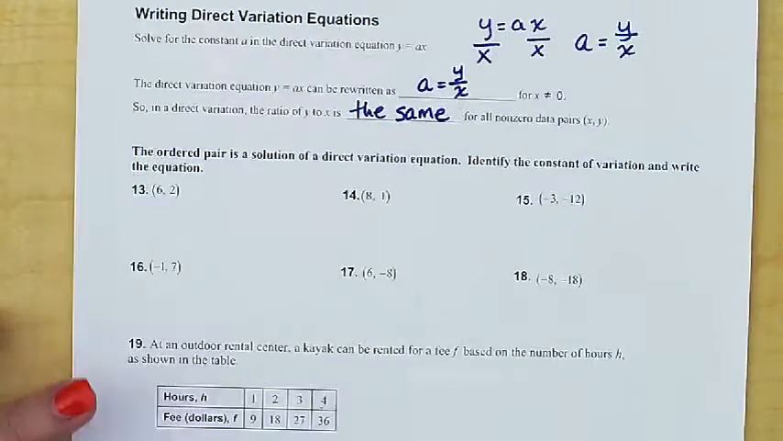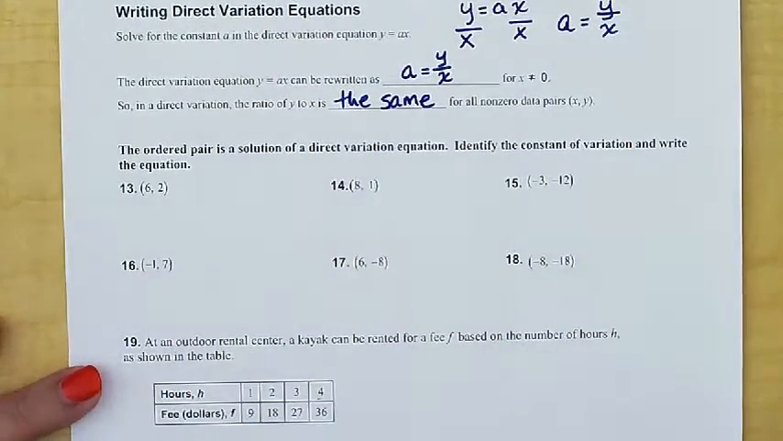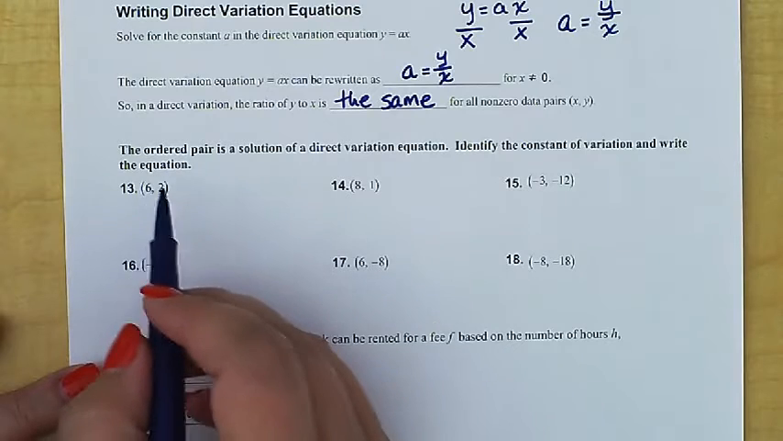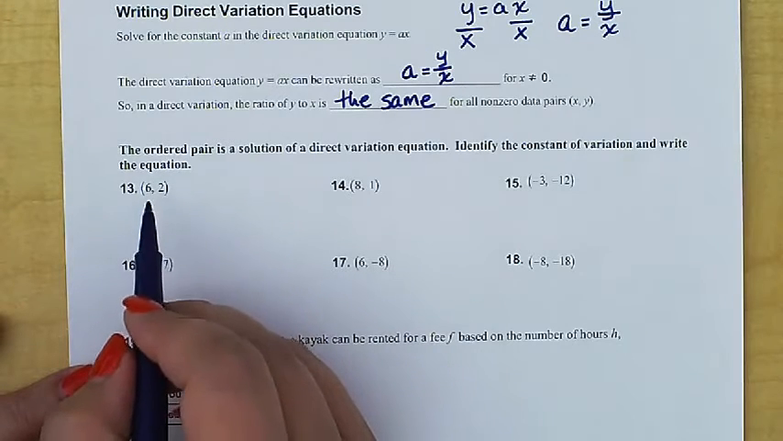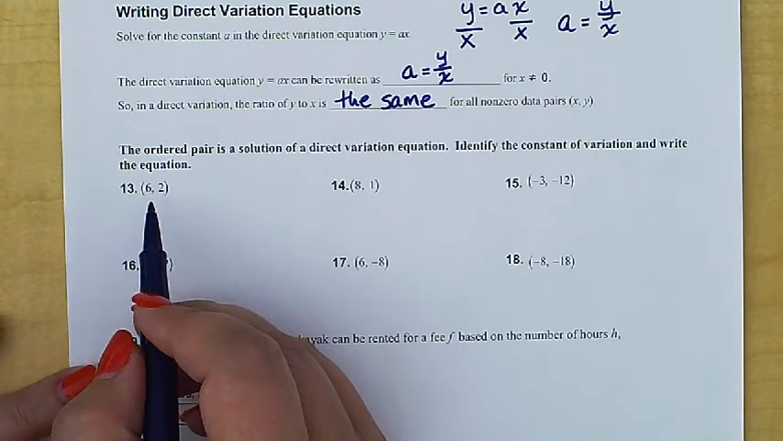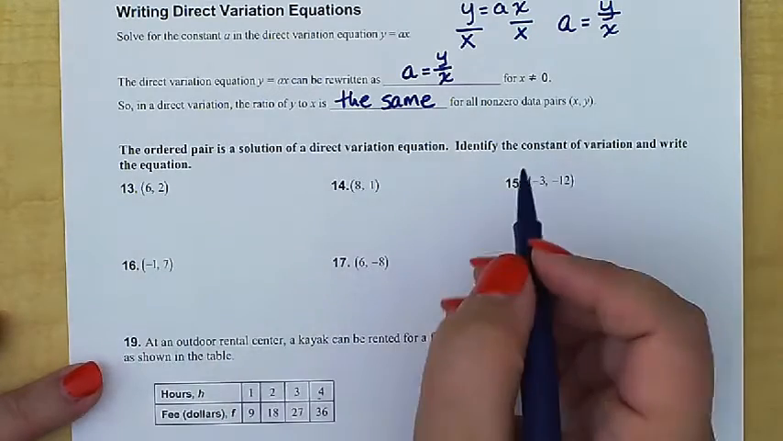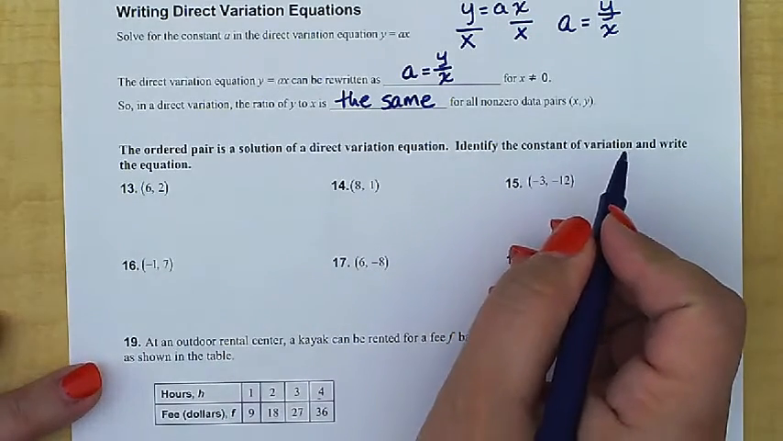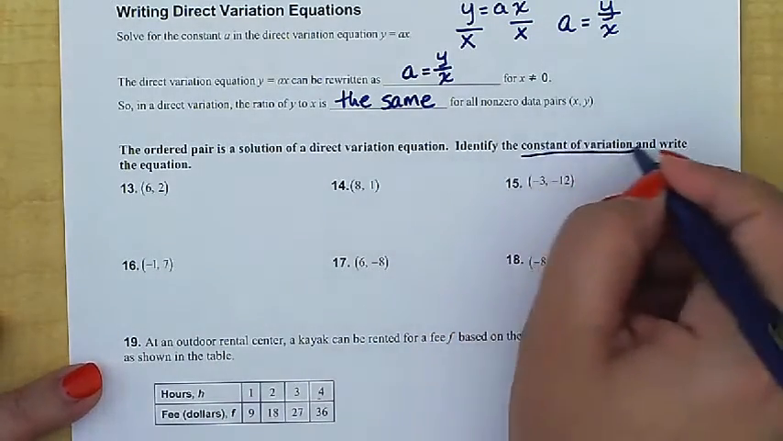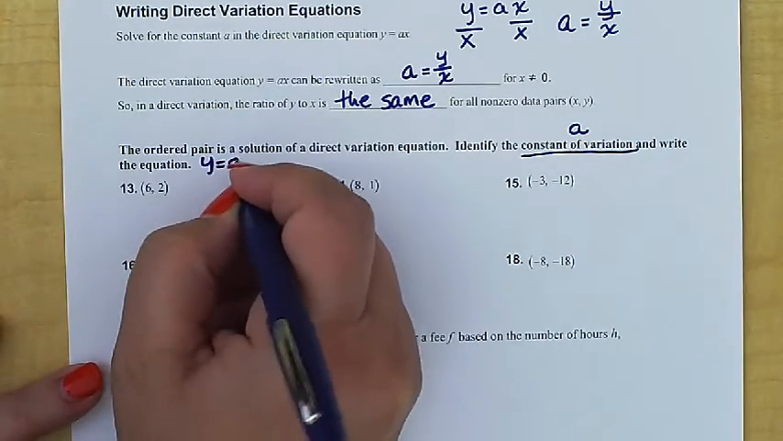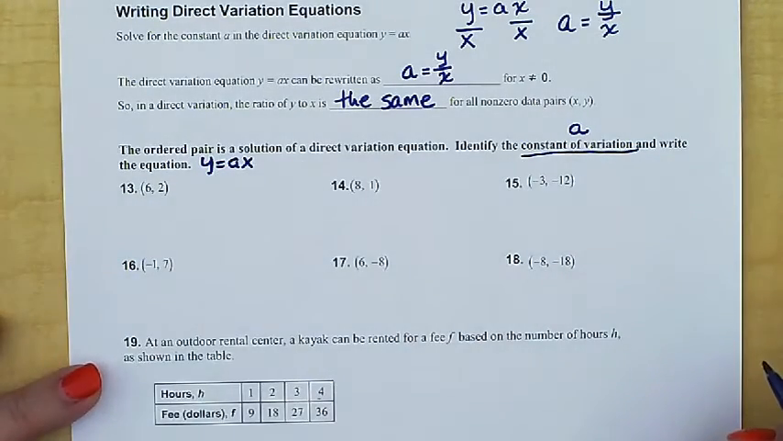And that is mind-blowing when it comes to problems like 13 through 18. The ordered pair is a solution of a direct variation equation. So we're not trying to determine if it is or not. We've been told this point is on a direct variation equation. And we want to just identify the constant and write the equation. So we want to be able to find the constant of variation, which is the a value, and write the equation all from a single point.